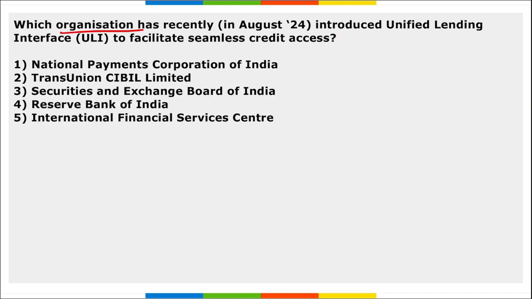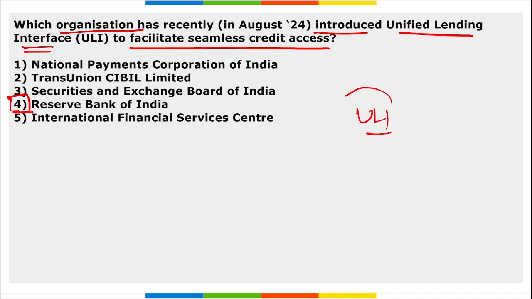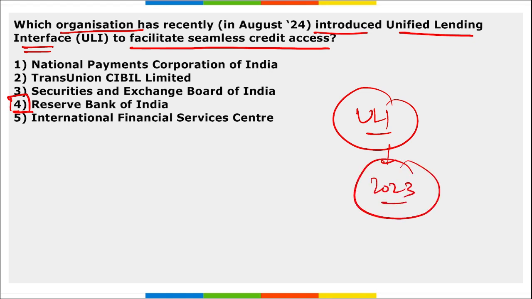Next, which organization has introduced unified lending interface to facilitate seamless access to credit? Which is it? Tell me. It is Reserve Bank of India. This ULI pilot program was initiated in 2023 to provide seamless credit access, and it will be launched nationwide soon. This is based on the success of UPI that was launched in 2016.